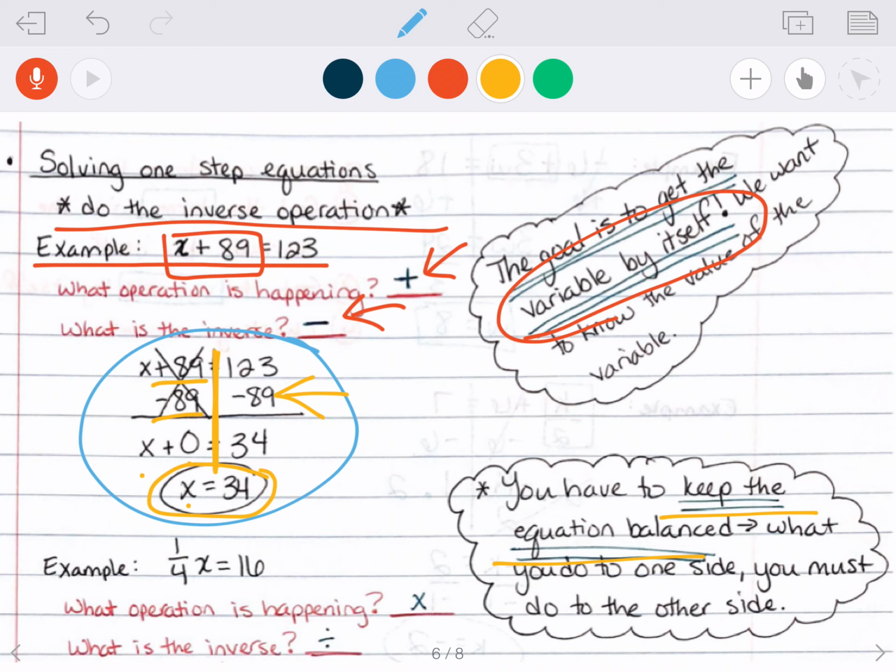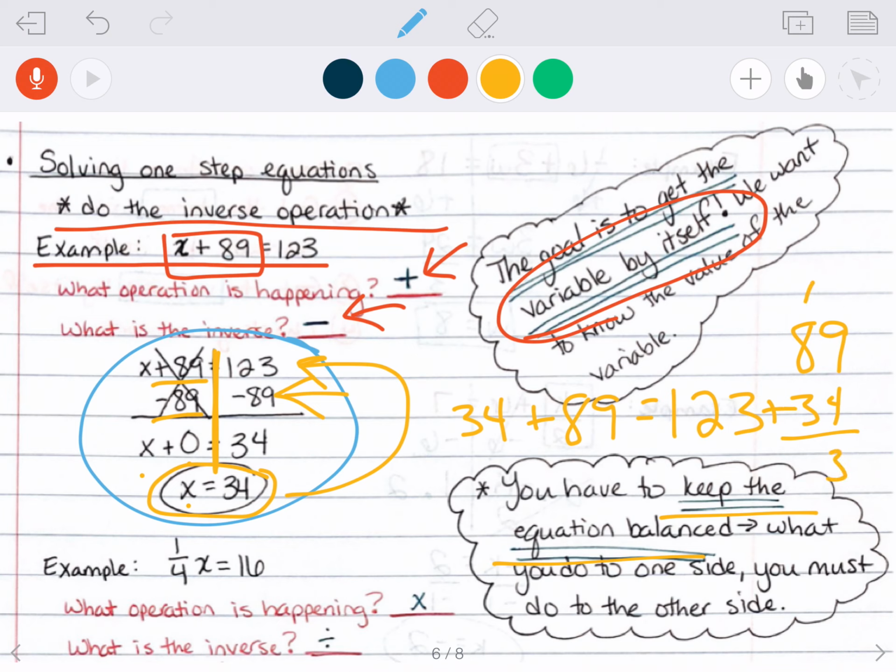Now, something to remember when we solve equations is always check your work. If I think x is 34, let me plug it back in to this original equation. I'm going to say x is 34, and then I'm going to add that to 89. Does it equal 123? And you can always do the old school math. I know you guys don't love it, but you can do it. 9 plus 4 is 13. 8 plus 3 is 11. Add one more, that gives us 12. So I know my answer is 123.